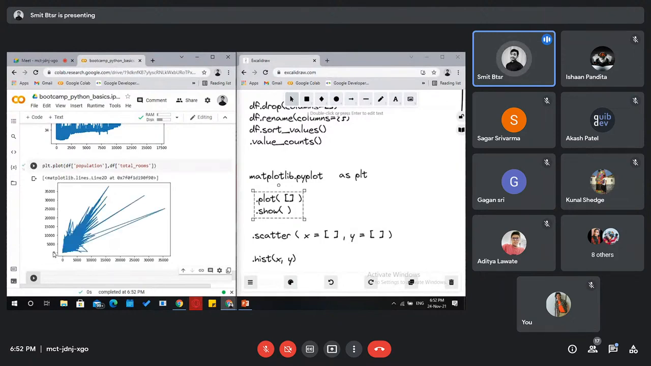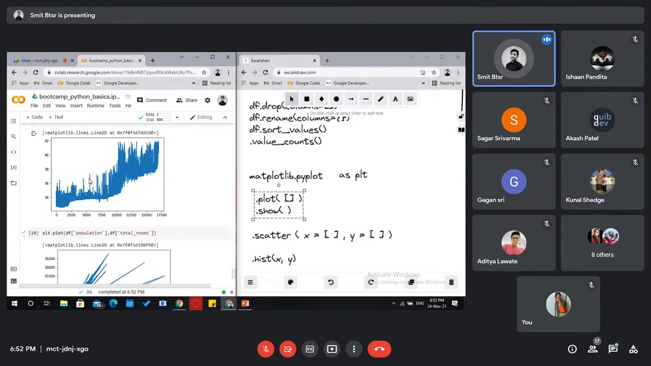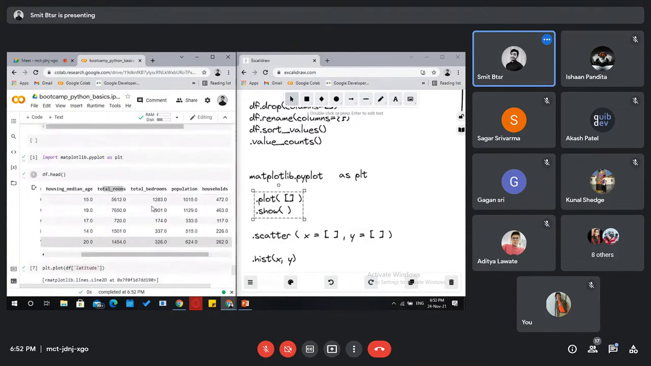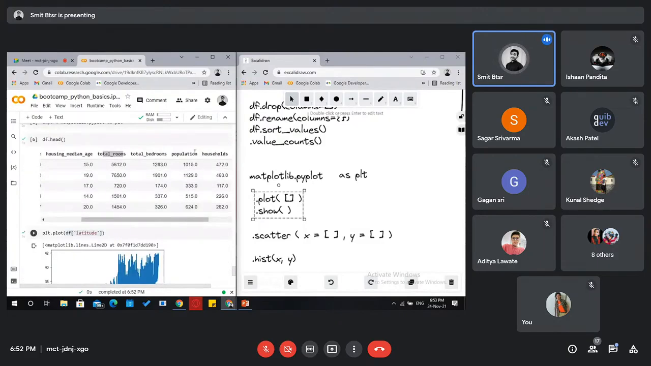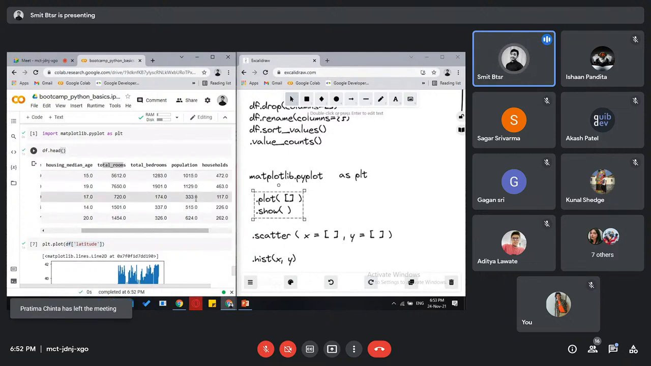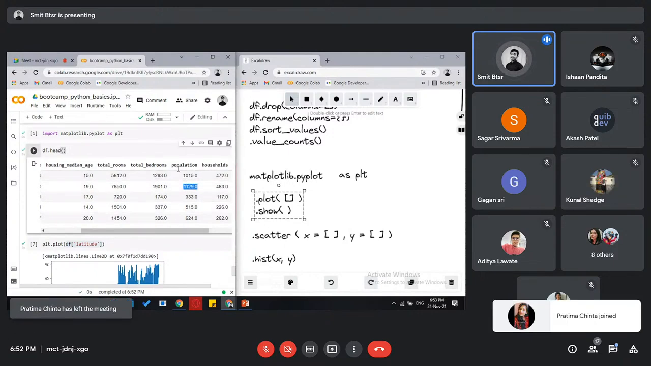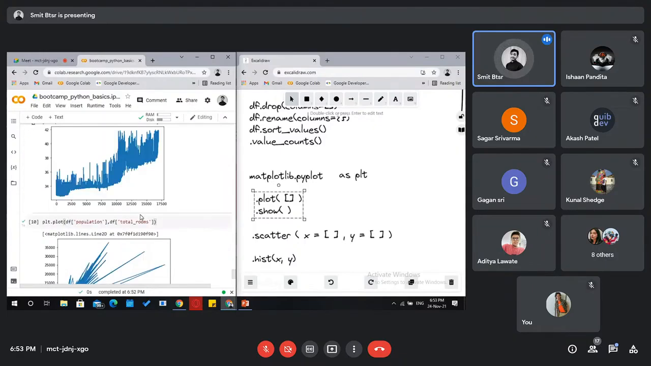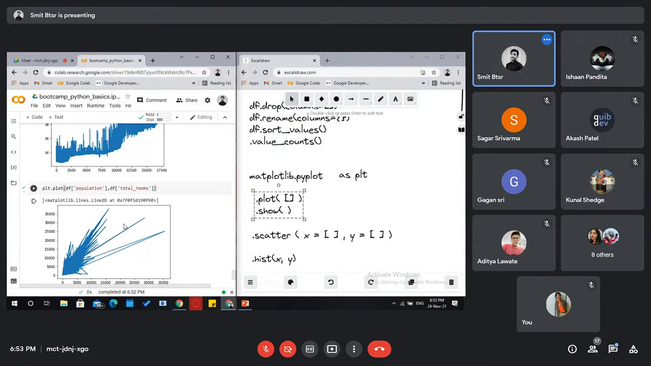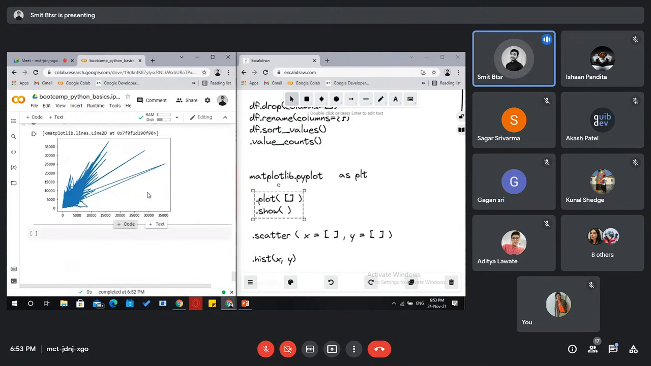Yeah. So let's see here, we have some relation, right? Total number of rooms and population count. We can see that where the population is higher, the rooms are higher, and where the population is lower, the room count is also lower. So it is somewhat proportional.